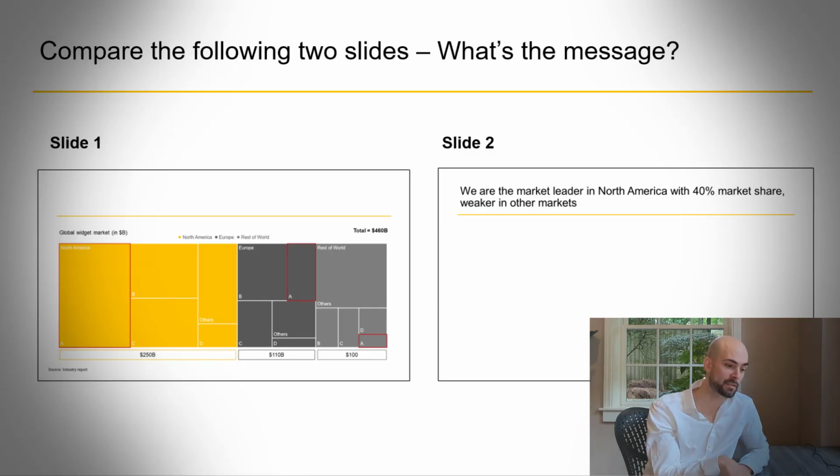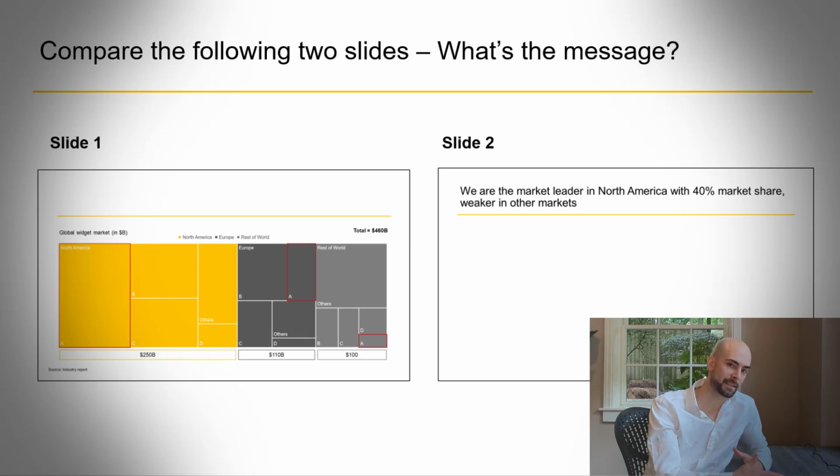And here you can quickly see on the right-hand side, if you just read the title, it's pretty clear what the message is, what you want the audience to take away. We are the market leader in North America with 40% market share, and we're weaker in other markets and other geographies. And so without any data and additional information, it's clear what the message is. The message is we have a decent market share in the US. That's what you want to convey to the audience.